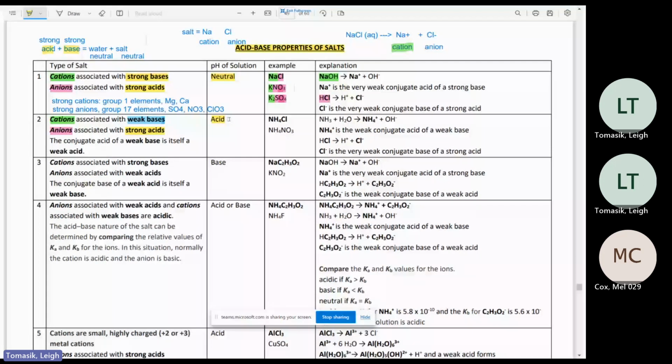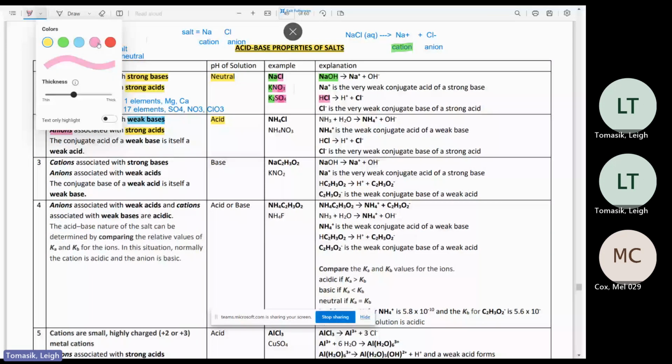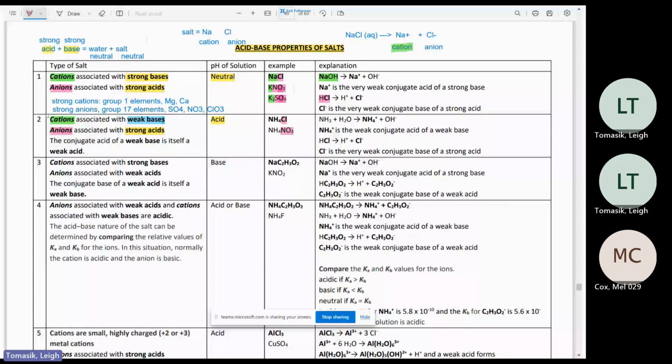Kind of makes sense, right? If you don't think about it too hard, it makes sense. The acid part that contributes to our salt is strong. The base part that contributes to our salt is weak, so of course it's going to be acidic. So here you can see that the ending of my salt is from the anions of the strong acid anions.